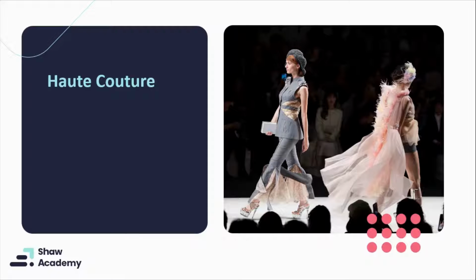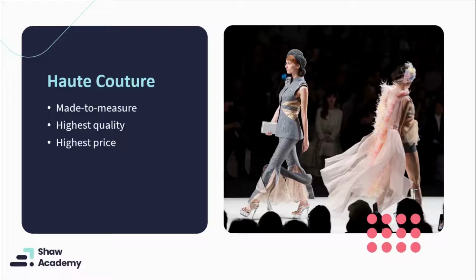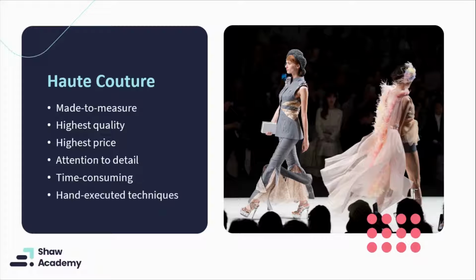Until the 1950s, clothing was mainly designed and made for a specific person, and this we call made to measure, or haute couture, which is the French word for high sewing. Haute couture fashion is deemed highest quality and highest price, usually made with very expensive and high quality fabric and sewn, paying extreme attention to detail and finish of the garment. This process is often very time consuming, with a lot of time spent on hand executed techniques.